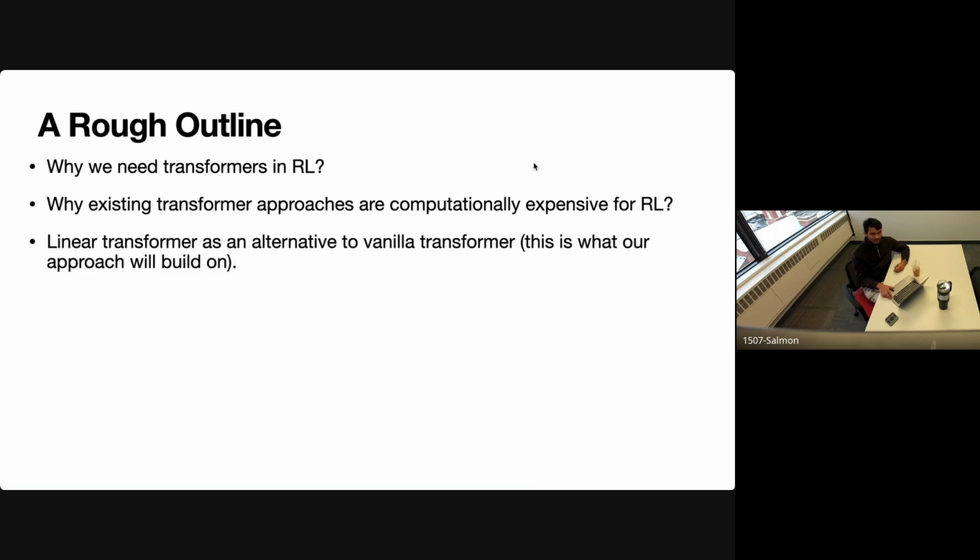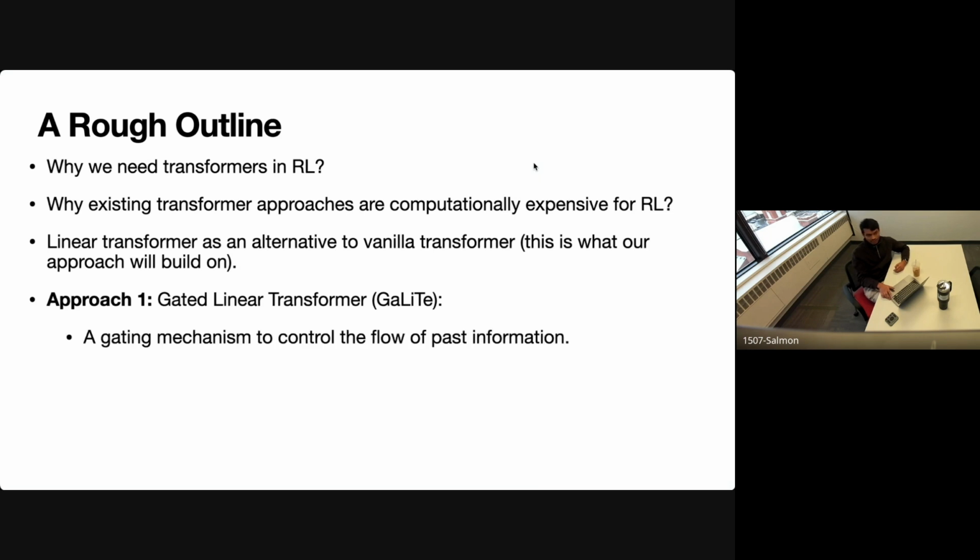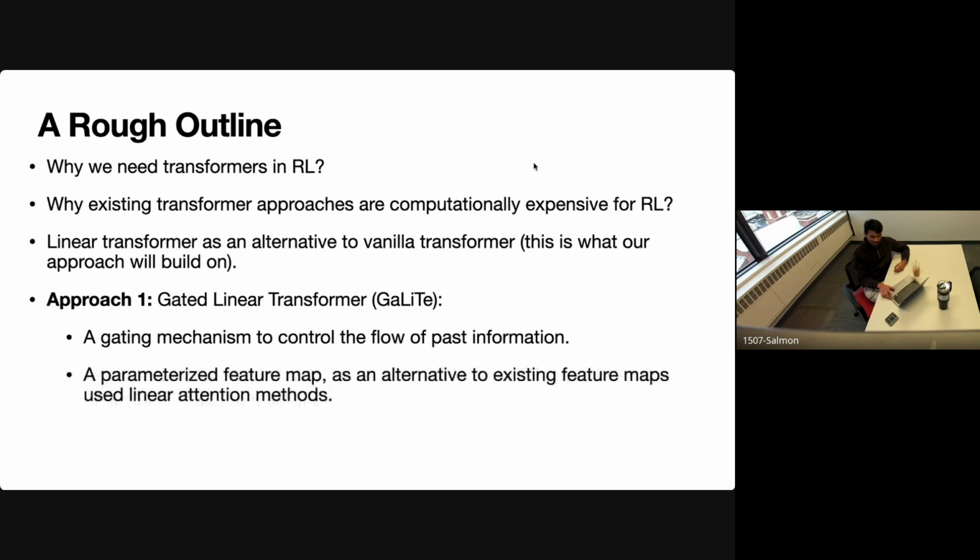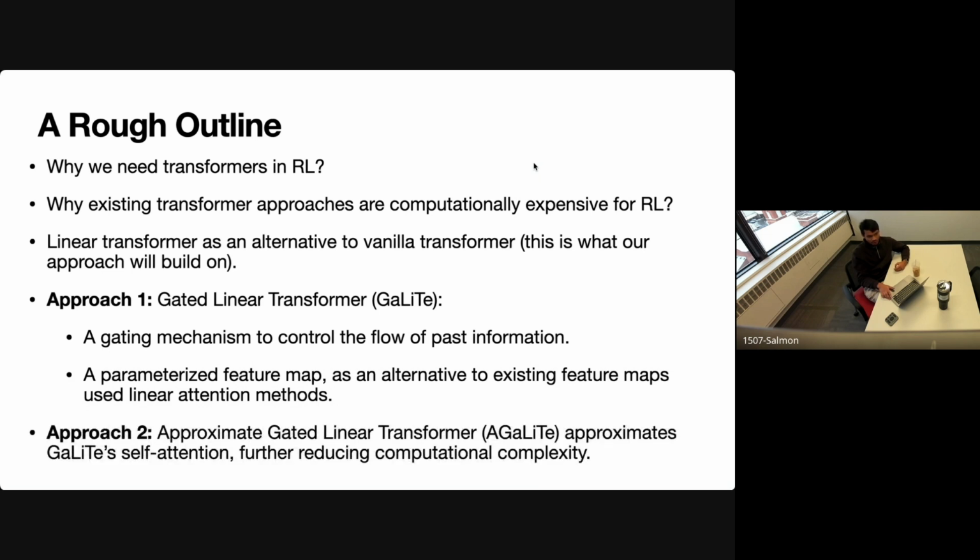I'm going to present the linear transformer architecture, which is an alternative which we are going to build upon in this work. And I'm going to introduce two approaches. The first approach I'm going to call the gated linear transformer. It's going to introduce two modifications. The first modification is a gating mechanism that allows us to control the flow of past information. And the second modification is a feature map that is an alternative to the existing feature maps used in linear attention methods. And the second approach is going to be an improvement upon the first approach, AGaLiTe.